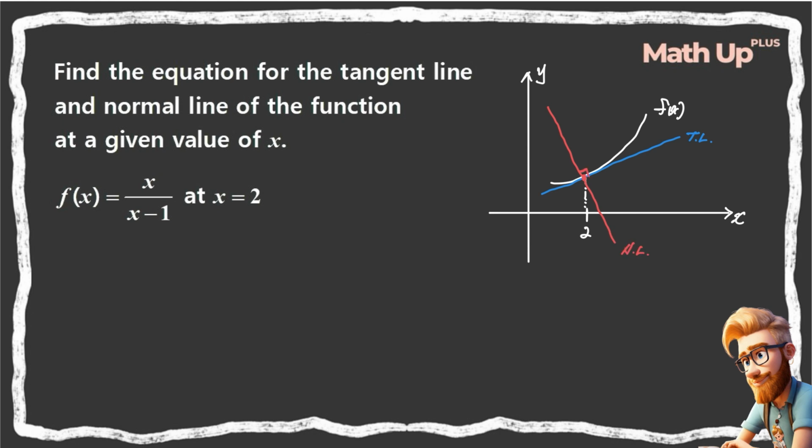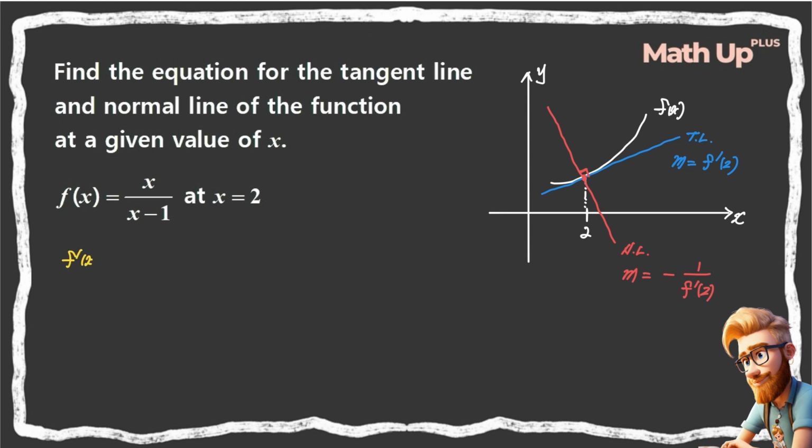Since the slope of tangent line at x equal 2 can be written as f prime of 2, the slope of normal line at x equal 2 can be written as negative 1 over f prime of 2. Because these two lines are perpendicular, the product of their slopes must be equal to negative 1. So let's find the derivative of f of x at x equal 2, which is the slope of tangent line.